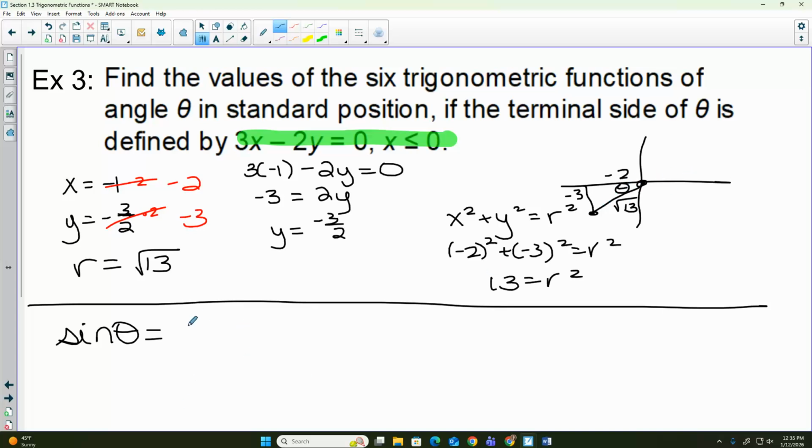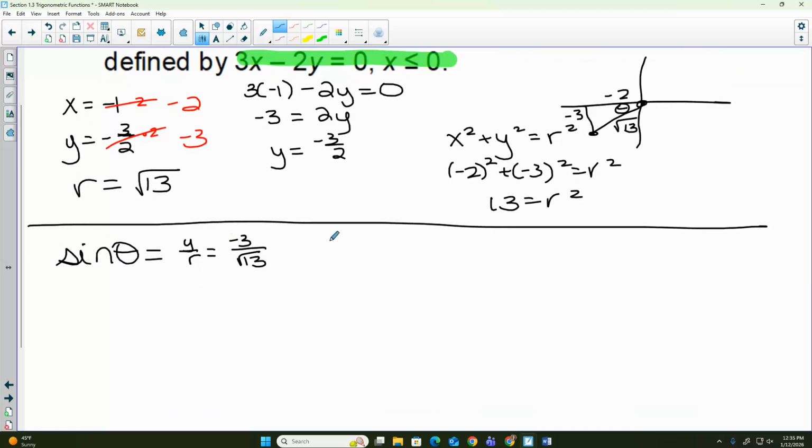The definition of sine, we said, was y over r. So my y is -3. My r is radical 13. We can't leave a square root on the bottom. How do we fix that? Multiply on top and bottom. So we get -3 radical 13 over 13.